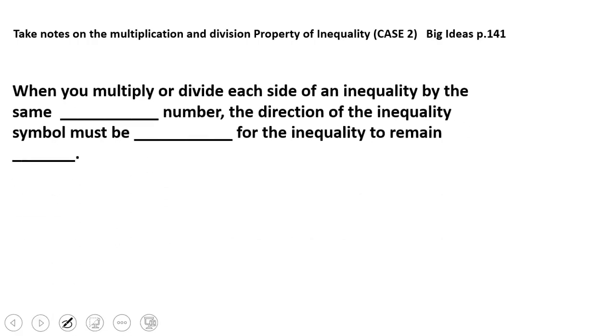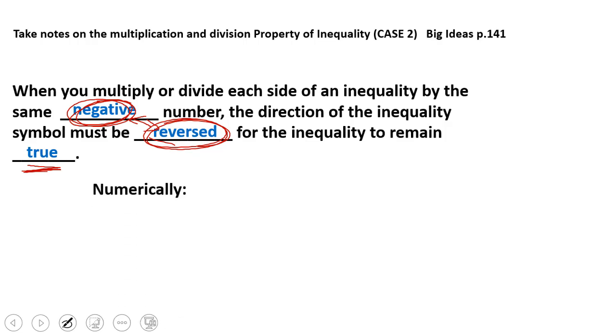Case 2 says that when you multiply or divide each side of an inequality by a negative number, the direction of the inequality symbol must be reversed. If there's a negative, you must reverse the direction of the inequality for our inequality to be true. So let's take a look at that numerically. This is where you really see it, numerically.